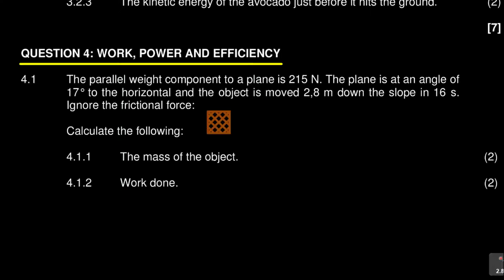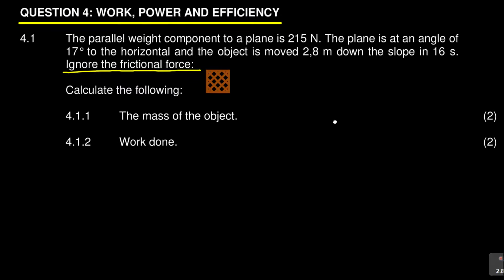4.1 says the parallel weight component to a plane is 215 newtons. The plane is at an angle of 17 degrees to the horizontal, and the object is moved 2,8 meters down the plane in 16 seconds. Ignore the frictional force. Very good. They want us to ignore that, so it simplifies things. Calculate the following, blah blah blah blah. But we need to sketch this first.